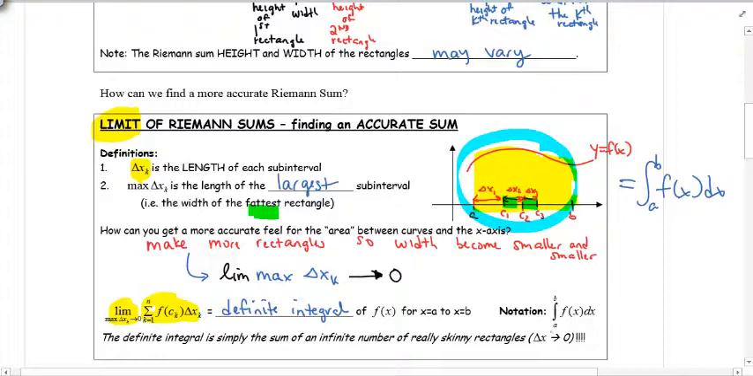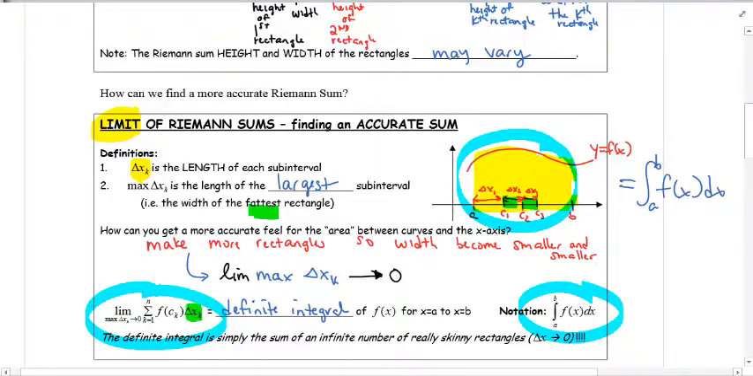And notice the similarities in notation now, okay? I want you to focus on this and this. Delta x sub k, that's like my dx. f of c sub k, there's my f of x. And this limit of the sum, that's become my integral symbol. So really, that definite integral we learned in the previous unit is simply the sum of an infinite number of really, really skinny rectangles, or Riemann sum.